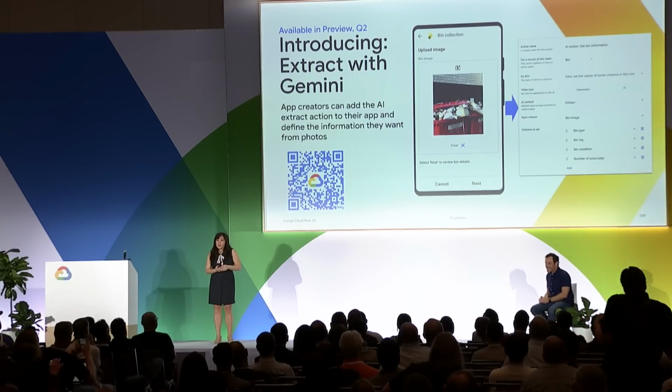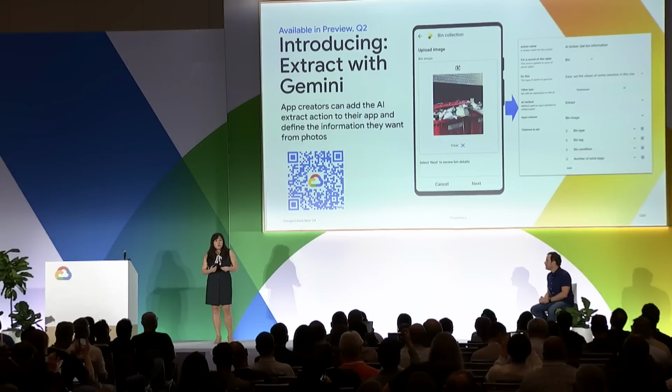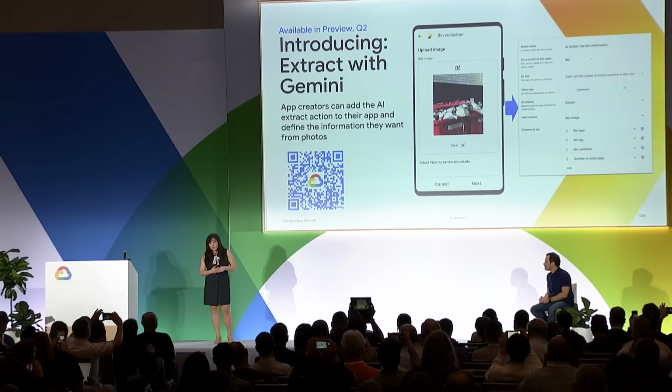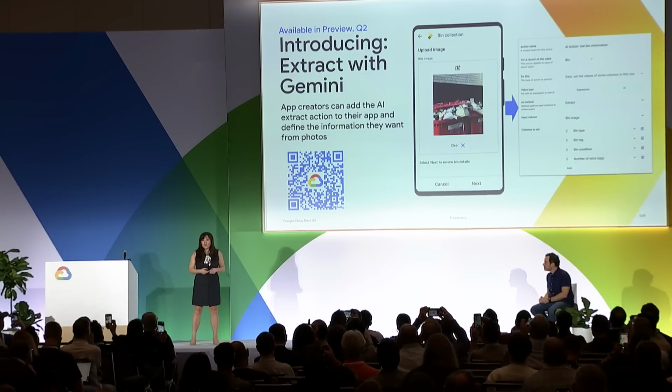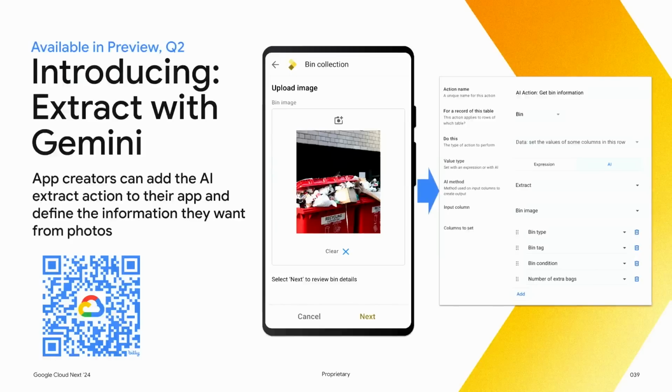A private preview of Extract with Gemini will be available starting in Q2. But it's just the first of AI capabilities that we'll be adding over time. You can use this QR code to sign up to request to join that preview. You can also visit us in the showcase booth and see a bit more of a demo.